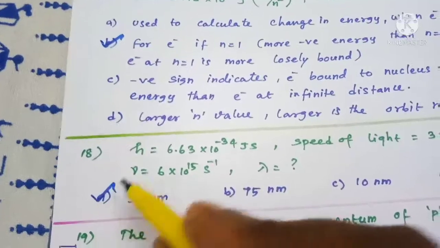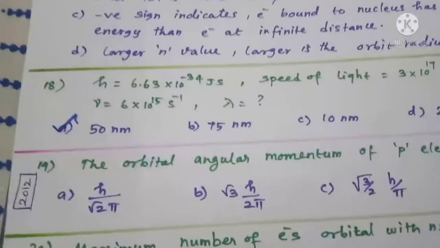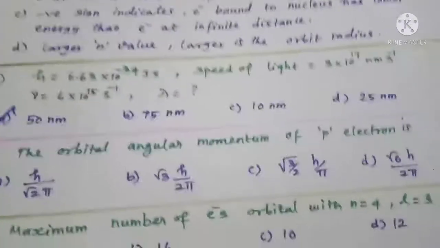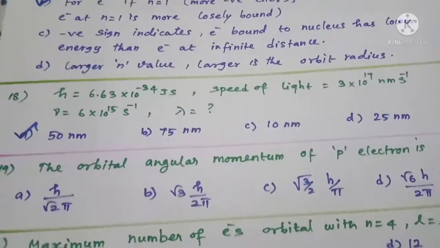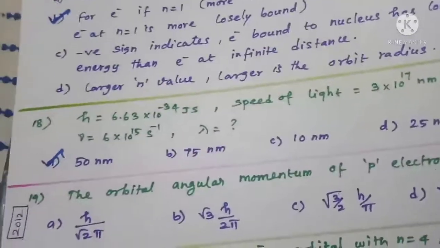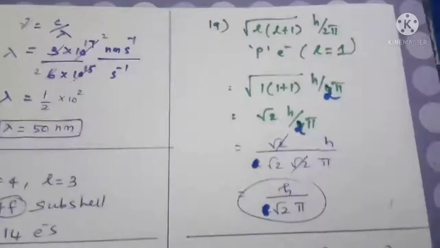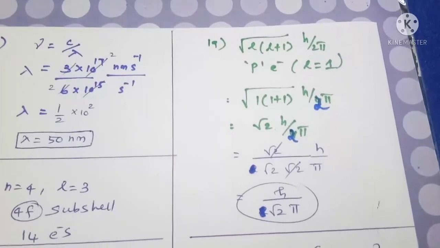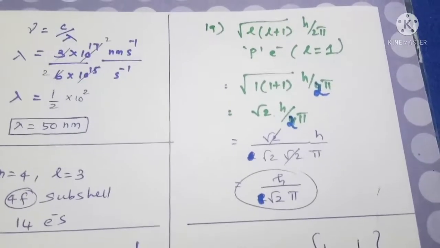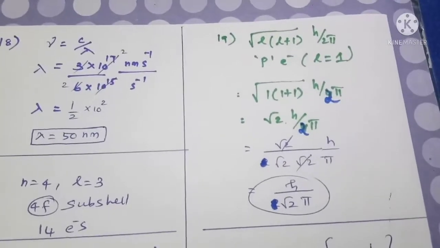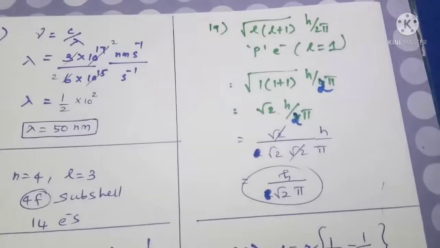Okay, right. Now we go for question number 19. The orbital angular momentum of a p electron. What will be the orbital angular momentum for a p electron? For this we have to use the orbital angular momentum formula, which is square root of l into l plus 1 into h divided by 2 pi. You are asked to find the orbital angular momentum for a p electron. For a p electron, the azimuthal quantum number l value is 1, isn't it?